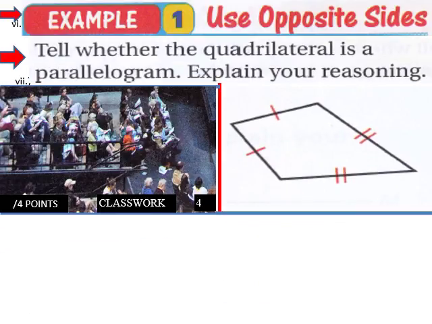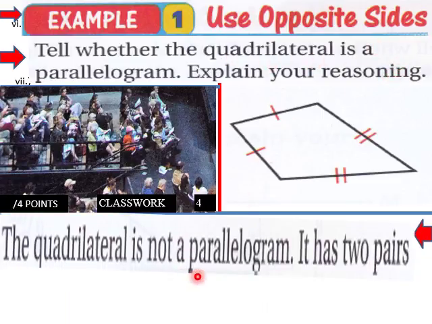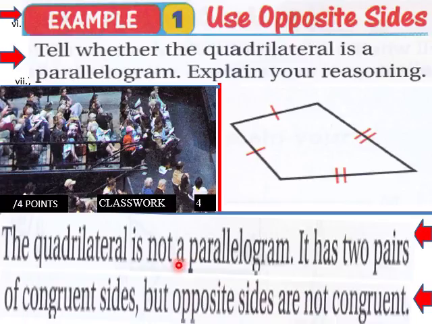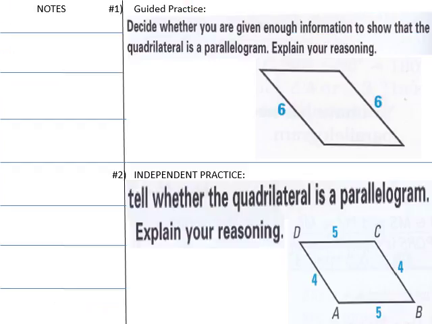Okay, example 1, use opposite sides to tell whether the quadrilateral is a parallelogram, explain your reasoning. The quadrilateral is not. It has 2 pairs of congruent sides, but opposite sides are not congruent. These are congruent. These are congruent. This should be congruent with that. It's not. Okay, students, number 1, guided practice.